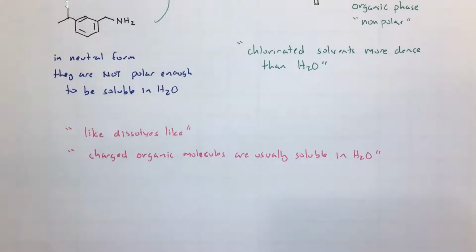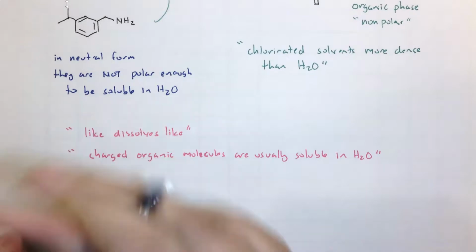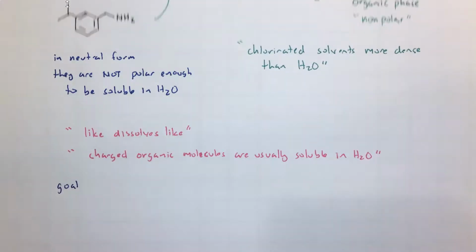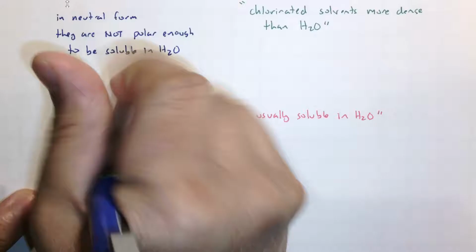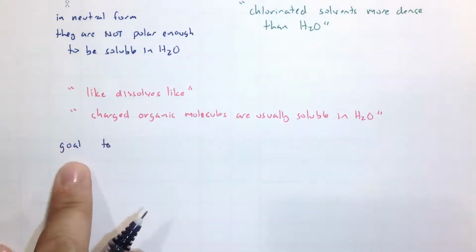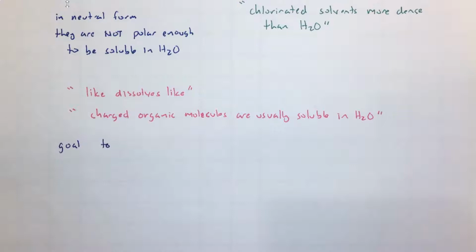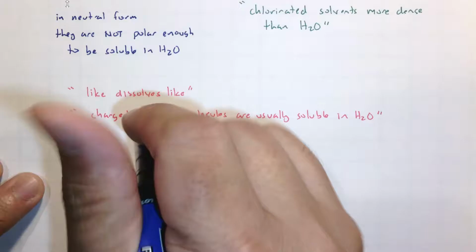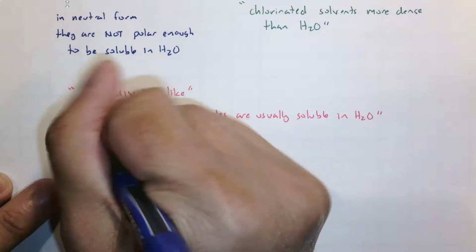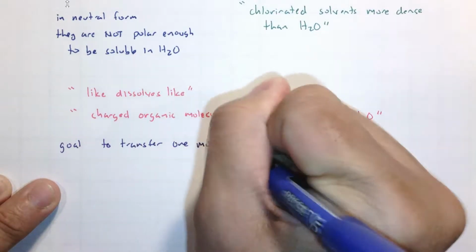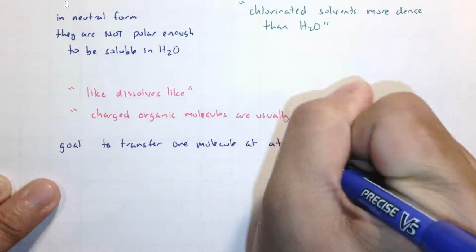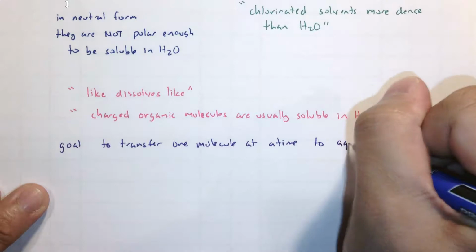All right. Let me put that down for us, actually. The goal is to separate these three molecules ultimately, but the strategy is to get one molecule at a time into the aqueous phase. So goal, this is not a purpose, right? The purpose of the lab we're designing is to separate three molecules using acid-base chemistry. But the way to do that is to transfer one molecule at a time to the aqueous phase, the water phase.